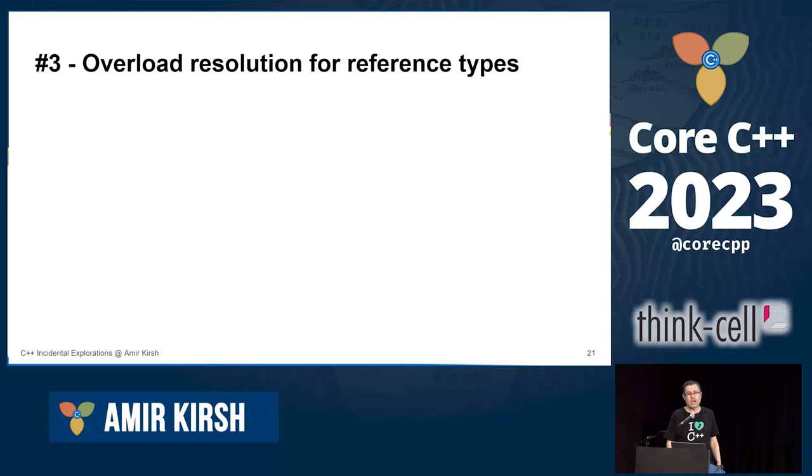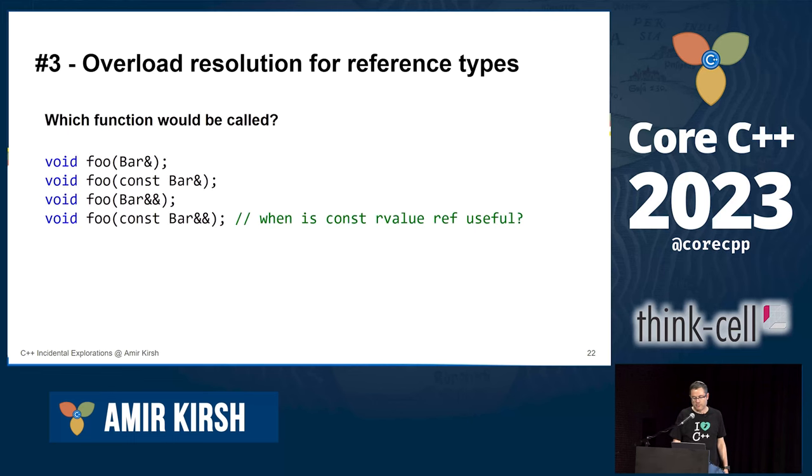Overload resolution for reference types. This is quite classic. What are the rules? Which goes where? If I have four functions, four foos, for bar ref, const bar ref, r value, const r value, do we need the const r value? Is there any use of const r value?